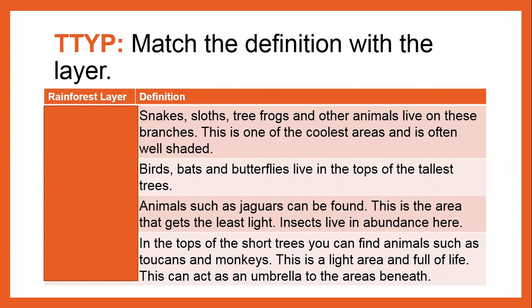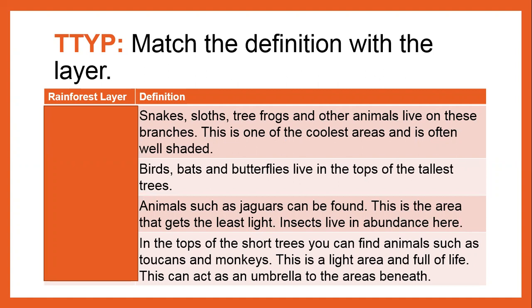So, thinking about the different layers and the different parts of the rainforest that we have thought about, I want you to pause the video now and think about which definition matches the rainforest layer. Before you pause it, I'm going to read the different definitions. The first definition: in this layer live snakes, sloths, tree frogs, and other animals on these branches. This is one of the coolest areas and is often well shaded.